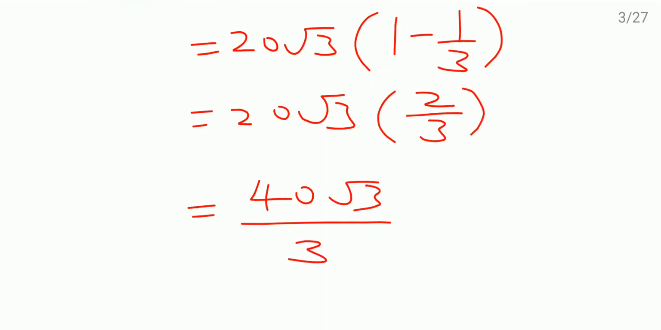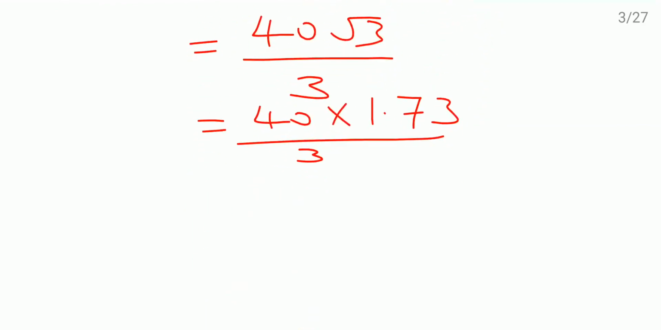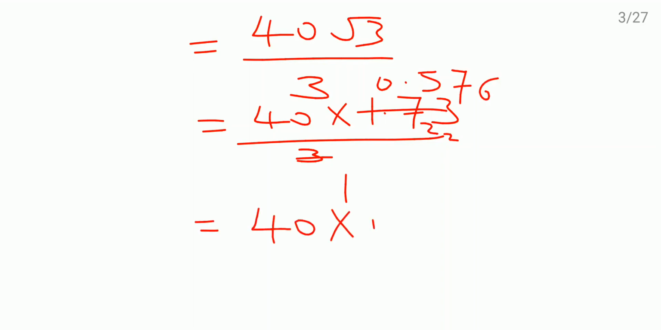Value of root 3 will substitute here. 40 into root 3 is 1.73 divided by 3. We'll divide it now. 3 ones are 3, 3 5s are 15, but 0 point. 3 5s are 15, 2 is remaining. 3 7s are 21, 2 is remaining. 3 6s are 18, and it will keep on going. So here 40 into 0.57, 6. This is 6, no? I can increase the previous digit by 1. So I can write down this one, 0.58, and then I'll multiply it.